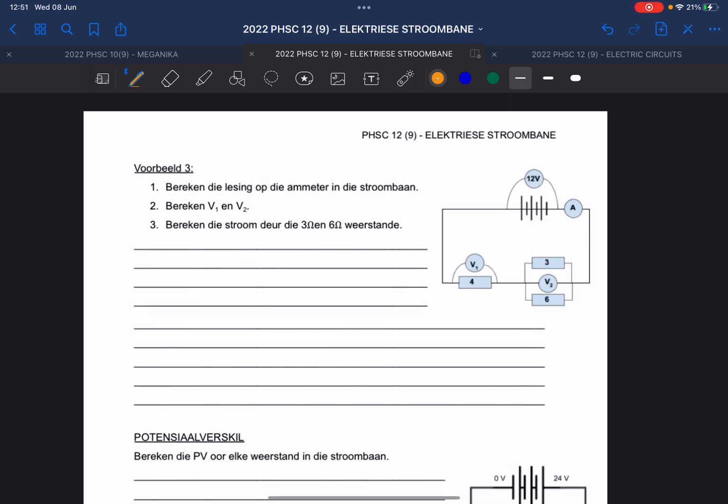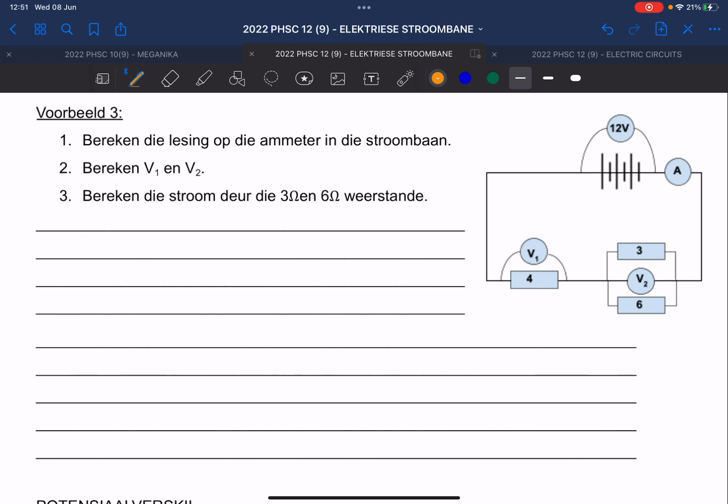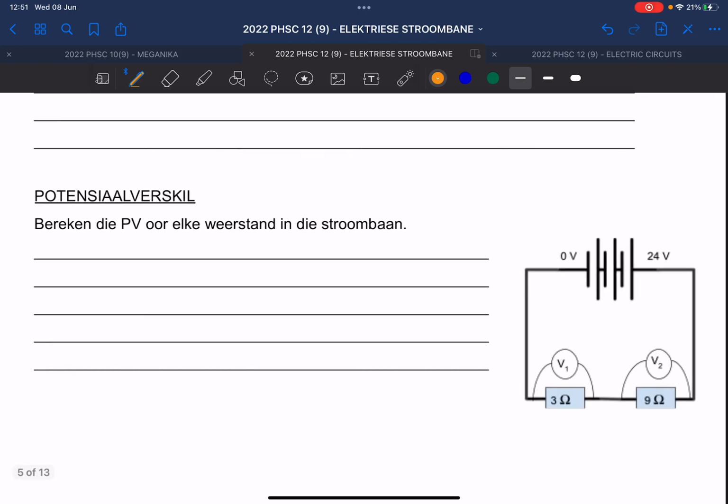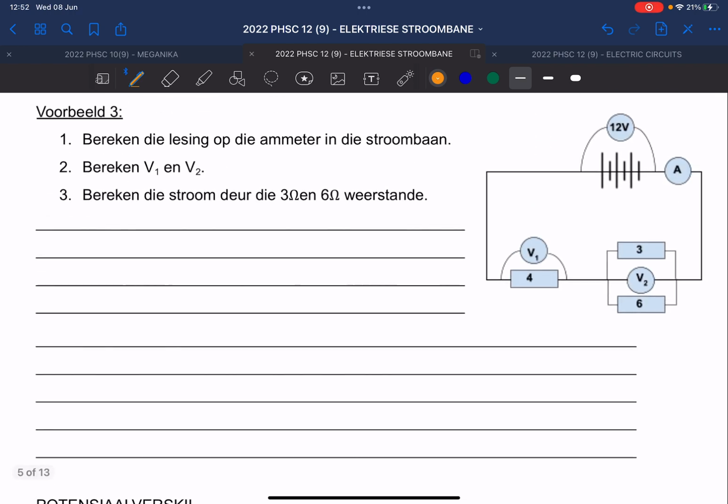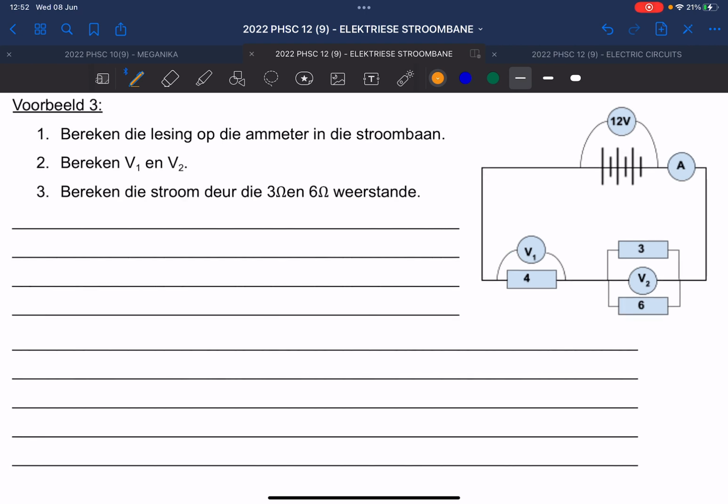Okay. Next one. Sê dan. Bereken die lesing op die ammeter. Ekskuus tog. Let's highlight. So hier gaan ons mannetjies do. We see that everyone must pass through there. Almal moet daardeur gaan. So that the total current passes through there.